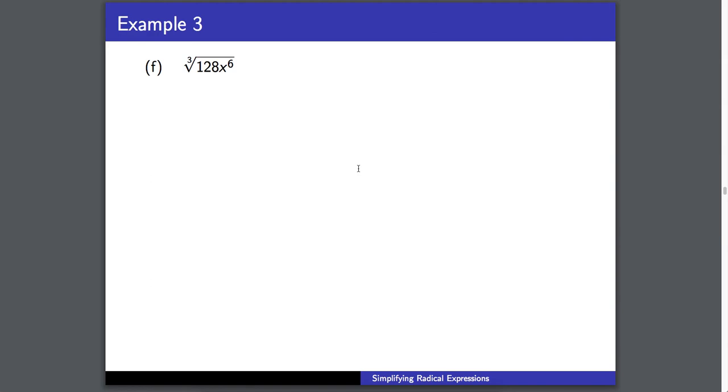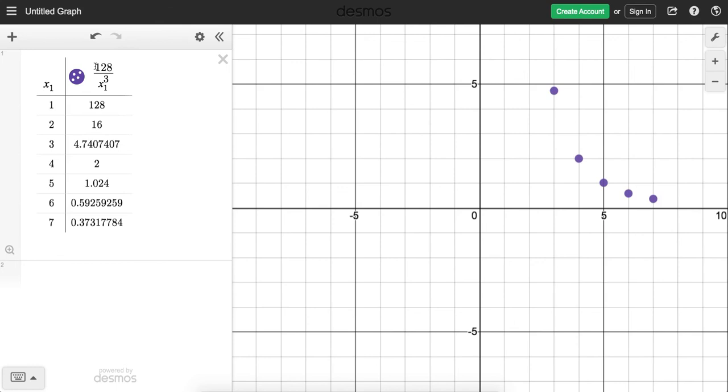All right, part F, we have the cube root of 128x to the sixth. So that's the cube root of 128 times the cube root of x to the sixth. And for the cube root of 128, we'll take 128 divided by these first column values, but instead of being squared, because it's cube root, they got to be cubed. And looking down this column, the lowest positive integer we have is 2. So the cube root of 128 is 4 times the cube root of 2, because the largest perfect cube that goes into 128 is 64, which is 4 cubed. So the cube root of 128 is 4 times the cube root of 2.